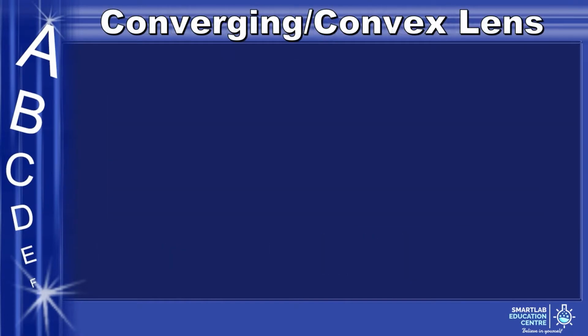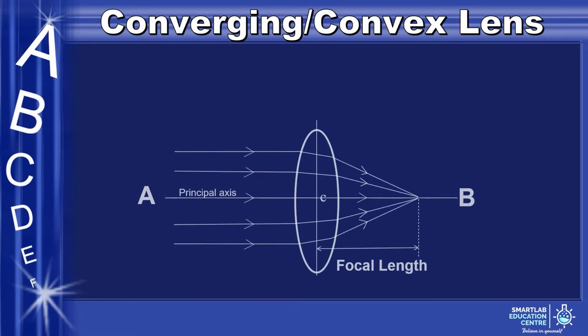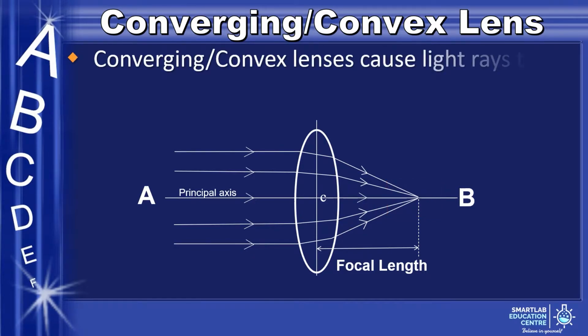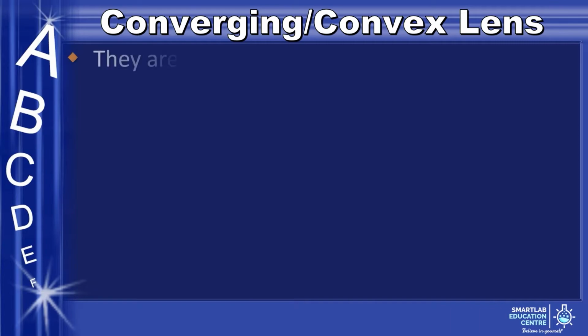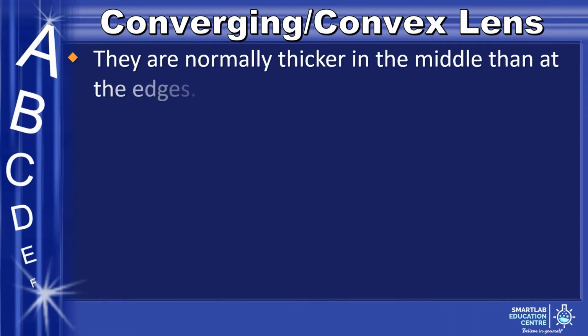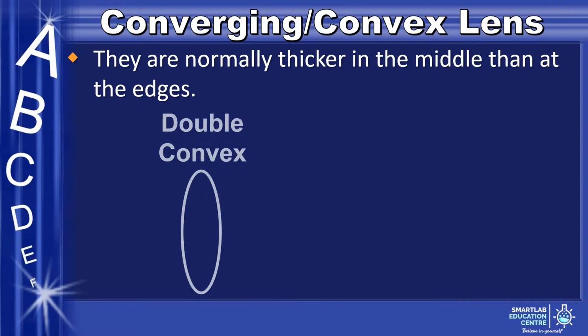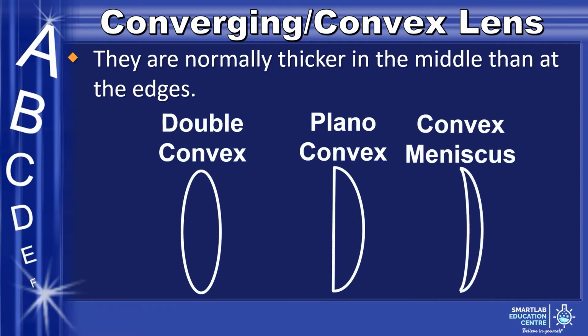There are two types of lenses, converging and diverging. Take a look at the diagram. When parallel light rays meet, the light rays concentrate to a point known as the principal focus. Converging or convex lenses cause light rays to converge after passing through the lens. In such cases, they are normally thicker in the middle than at the edges. Here are three such examples: the double convex, plano-convex, and the convex meniscus.